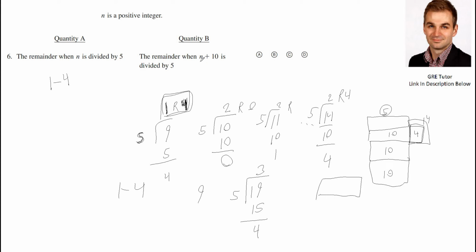So no matter how many times you do n plus 10, the remainder will be the same when you divide by 5. So if you have n divided by 5, it has some remainder, we don't know what it is. And if you have n plus 10 divided by 5, it's going to have some remainder, even though we don't know what it is, it's going to be the exact same as n divided by 5. So the answer for these two questions is going to be B. Both quantity. Oh, sorry. It's not going to be B. It's going to be C. Both quantities are the same.